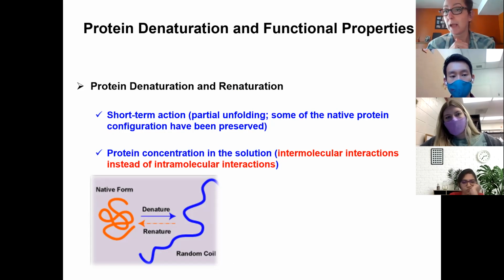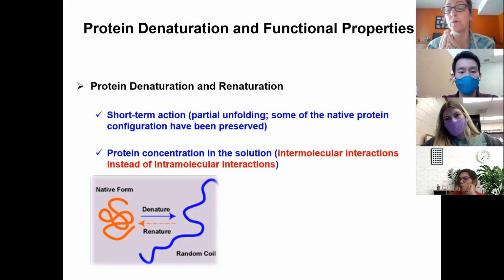So basically, short-term action. If I take casein, for example, and reduce the pH to the isoelectric point, they will form a precipitate, but if I neutralize, they're going to be soluble again. So applying the denaturant for a short period of time results in partial unfolding. Some of the native structure of the protein is preserved. And once you remove the stress, it doesn't continue to denature further, basically.